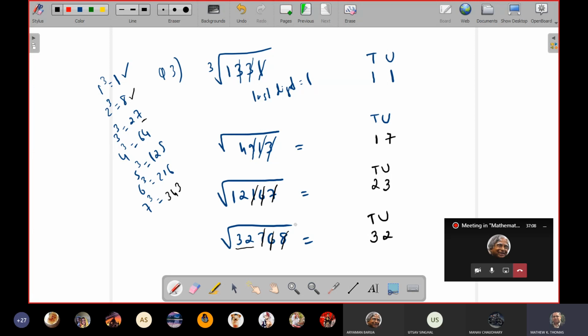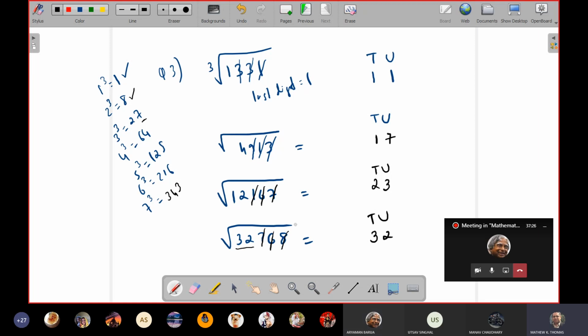You need not waste time in actually finding out the prime factorization. But of course, if it is a subjective exam and you are asked to find out the cube root by prime factorization method, then you will have to do that. Otherwise, for MCQ purpose, we can use the oral estimation method and find out the cube root.